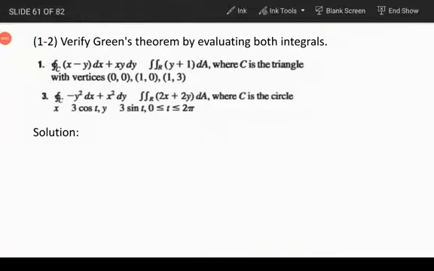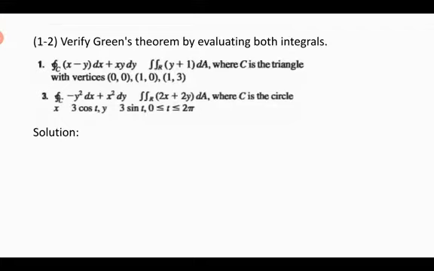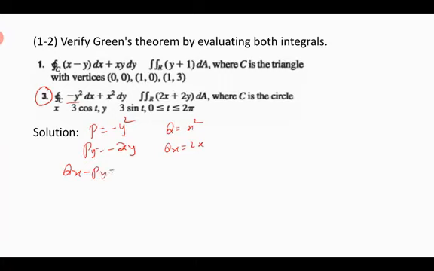Okay, let's continue with problem 3. The second problem is problem 3, and here P is negative y squared and Q is x squared. So P_y is equal to negative 2y and Q_x is equal to 2x. Obviously Q_x minus P_y will be 2x minus of minus 2y, which is plus 2y, which is given here. So this problem deals with Green's theorem again, isn't it?